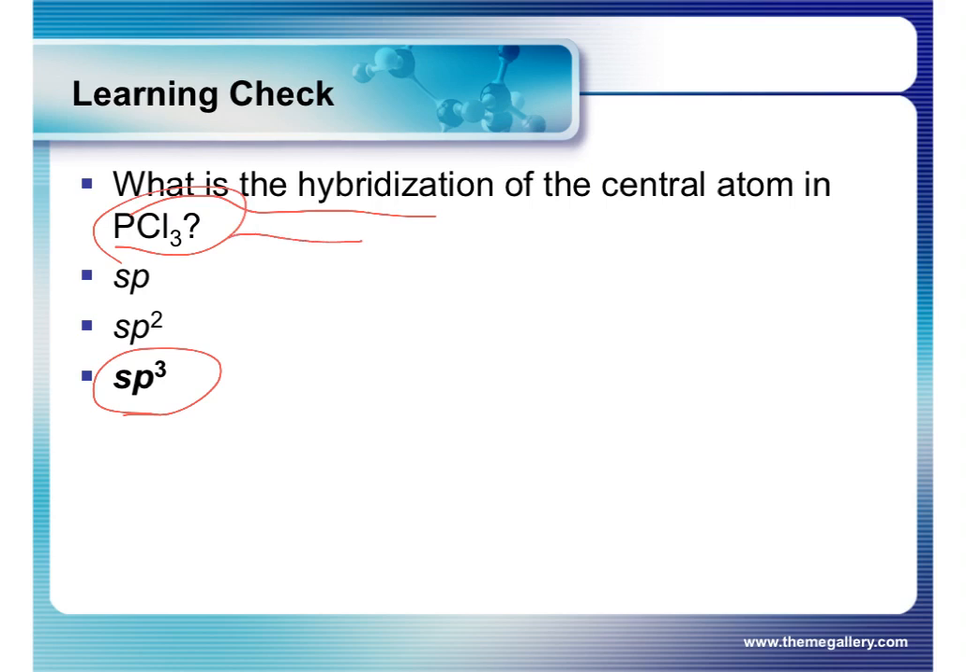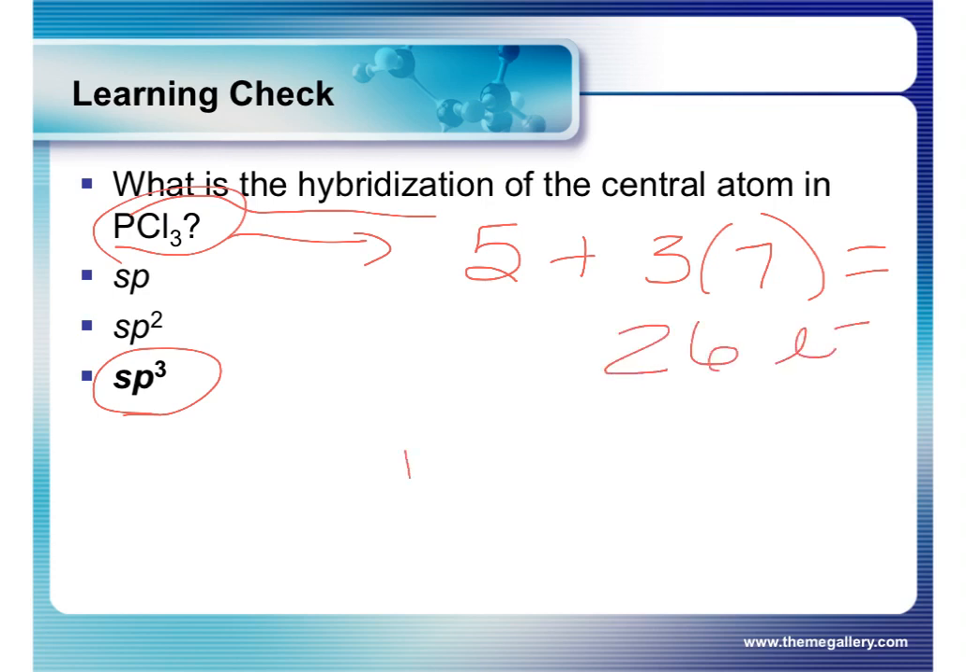So how many total valence electrons? Phosphorus has 5. Each of the chlorines has 7. So we are talking about 26 valence electrons. Phosphorus is less electronegative than chlorine, plus it's the first atom. So it is a central atom.